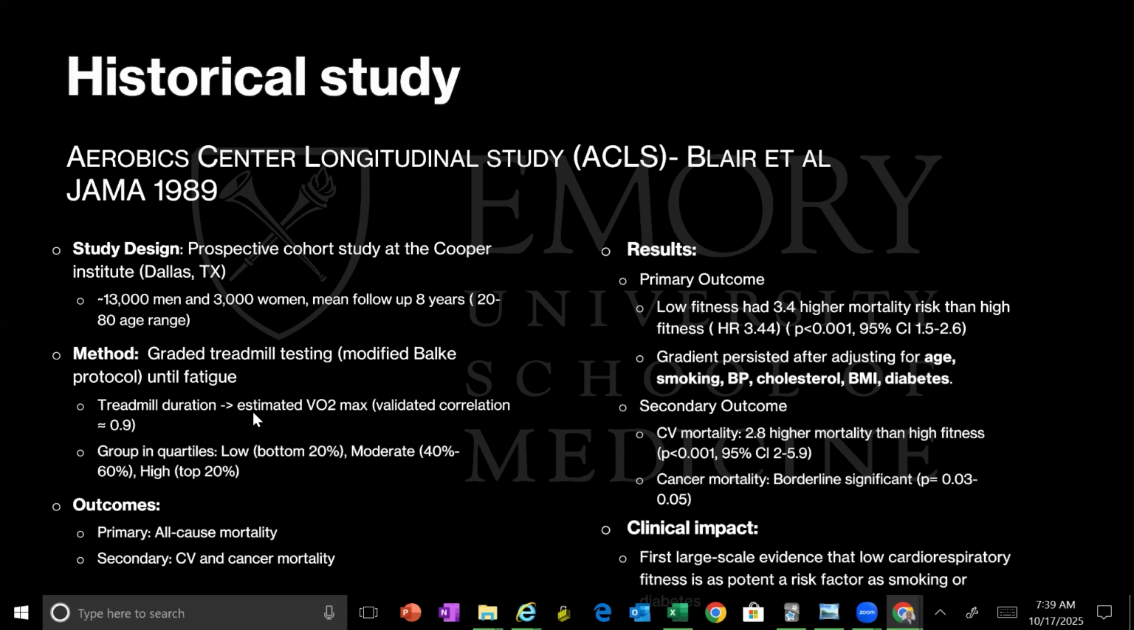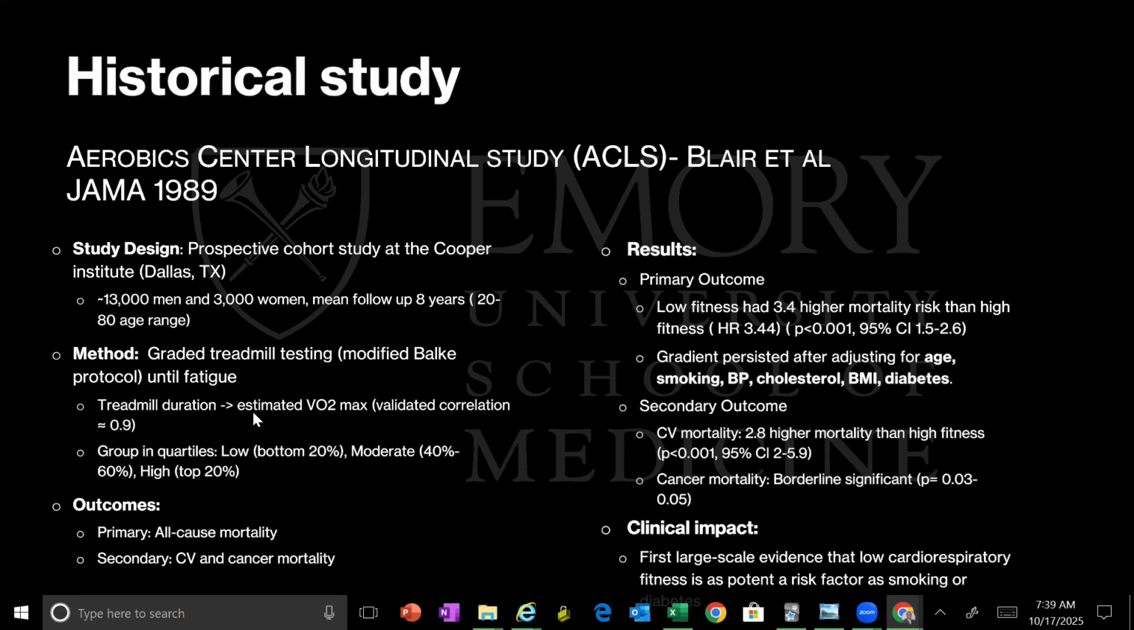So instead of doing the Bruce protocol, which we know today, they did the Balke method. The Balke protocol is a little bit different. It's much simpler, and the reason it was simpler is because they had almost 16,000 people in this study. So they needed a method that was consistent for everybody.